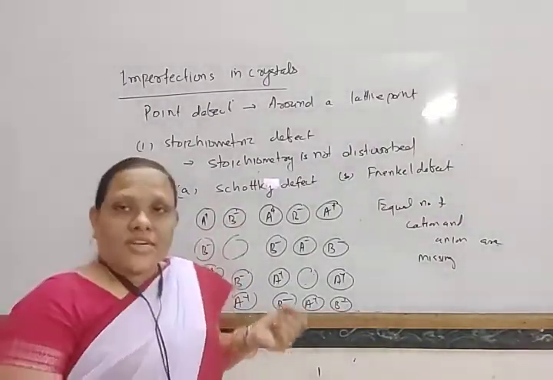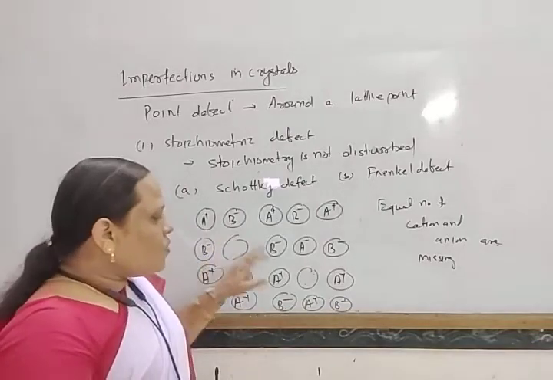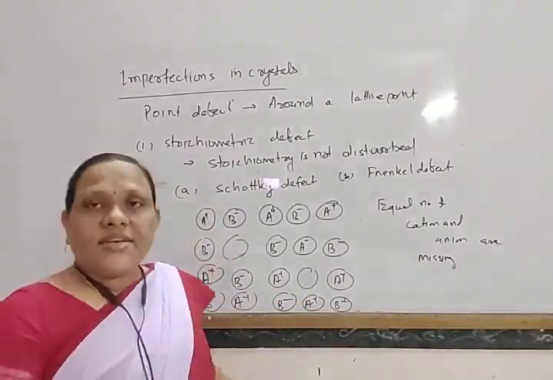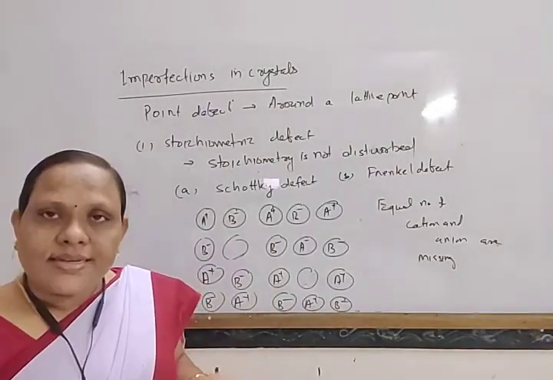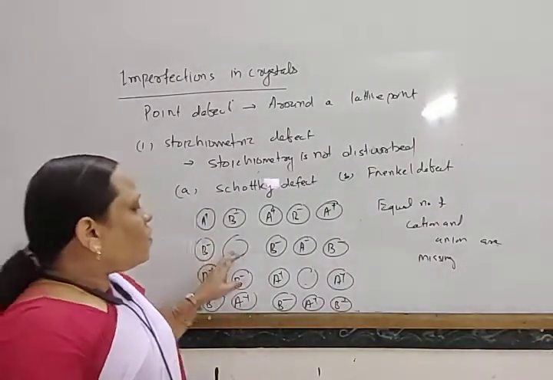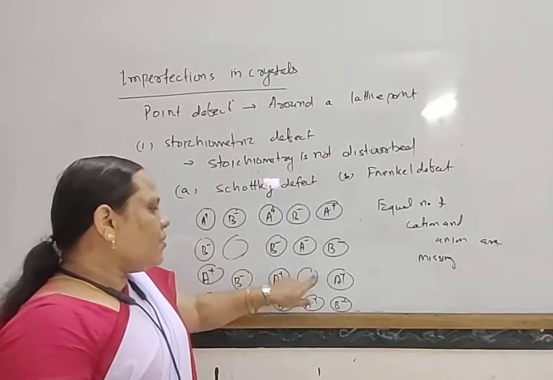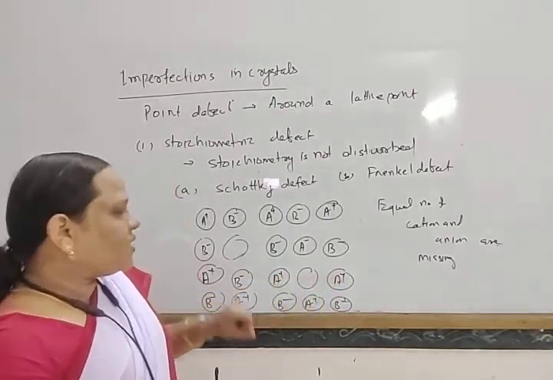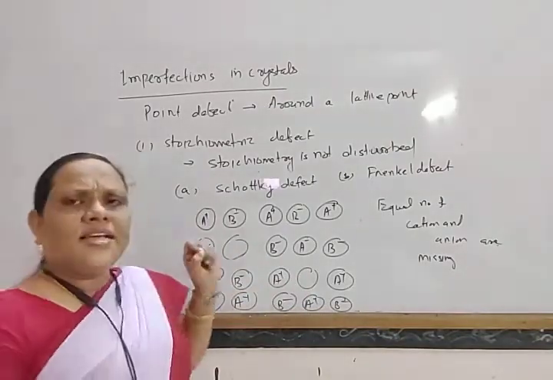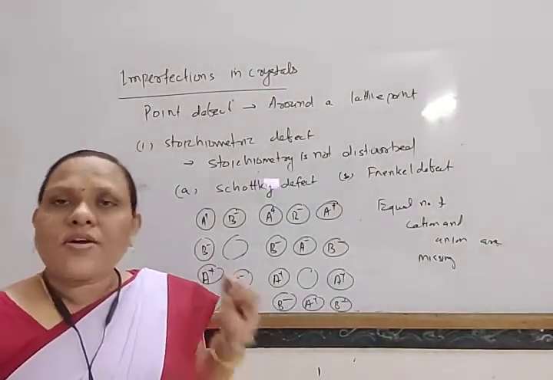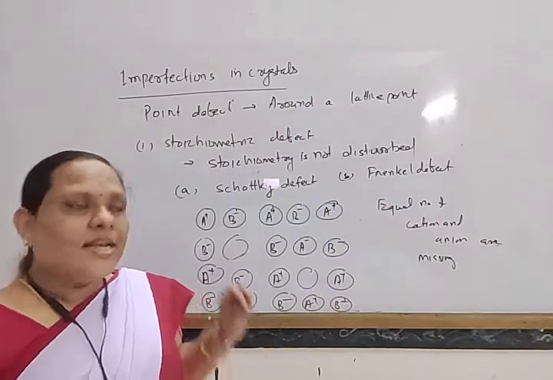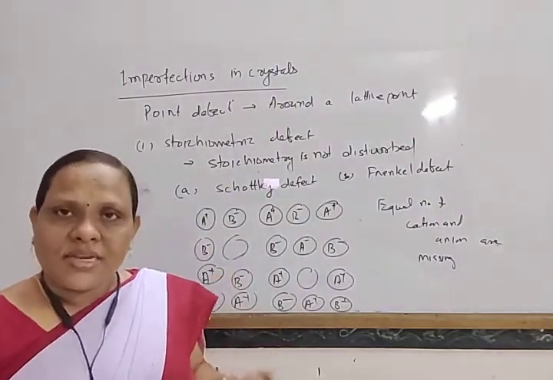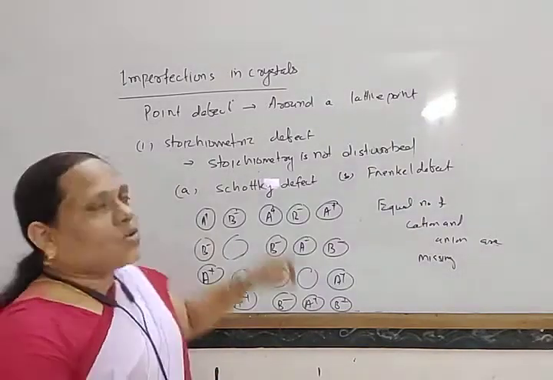Due to this Schottky defect, generally two holes are created, and due to this the density of the crystal decreases. As holes are created, to cover up these holes some ions move towards them. As a result, in some cases the electrical conductivity increases. So the density decreases and electrical conductivity increases. This is the Schottky defect.